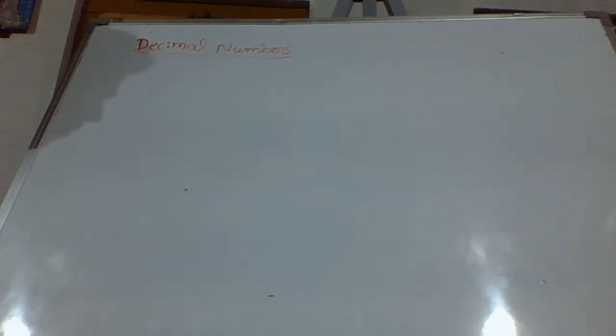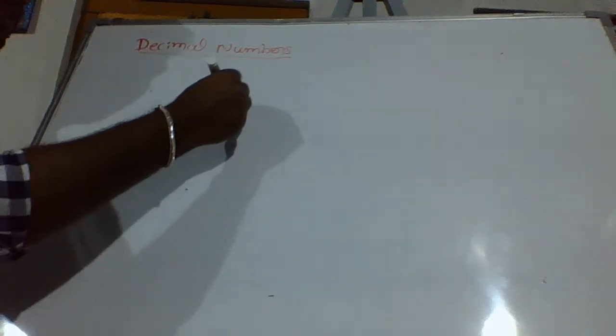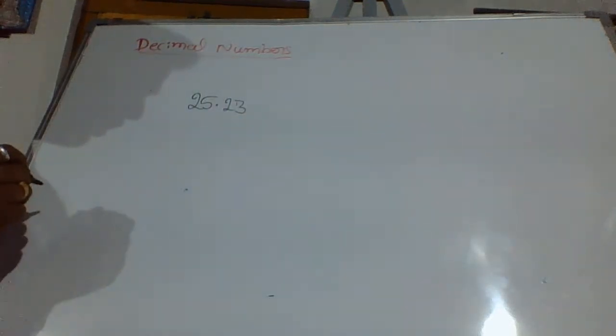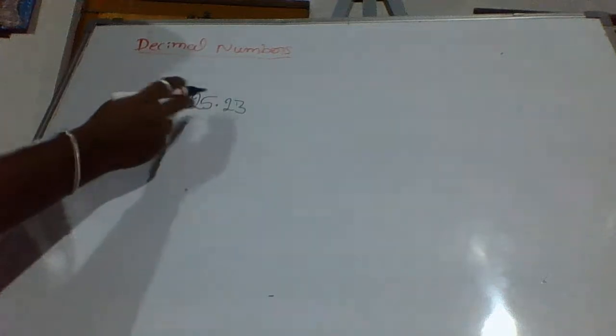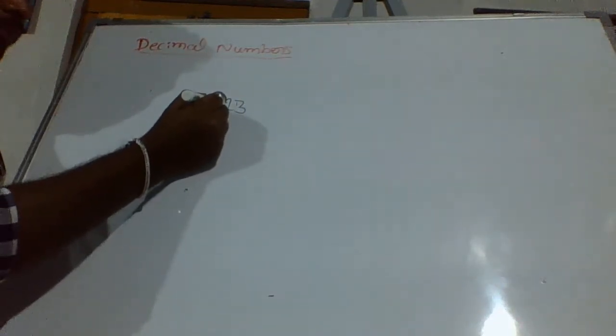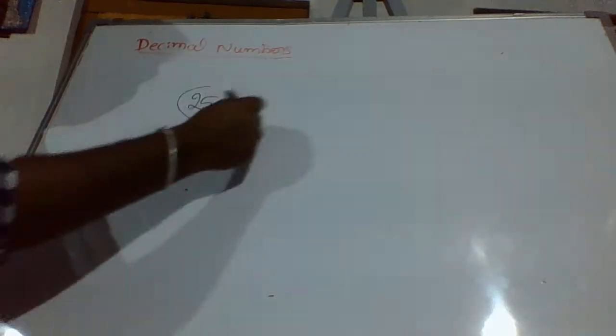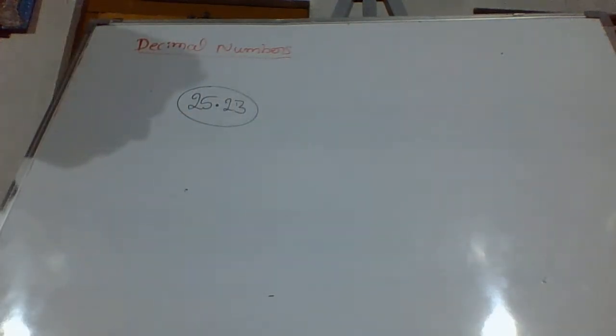What is a decimal number? Suppose, for example, consider 25.23. This is how to read this number: 25.23. This point is known as the decimal point and this number is known as a decimal number. Now they have given one table here.